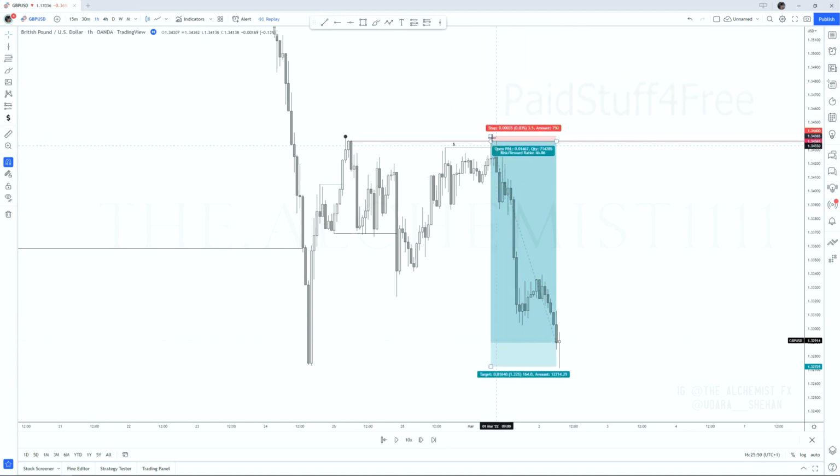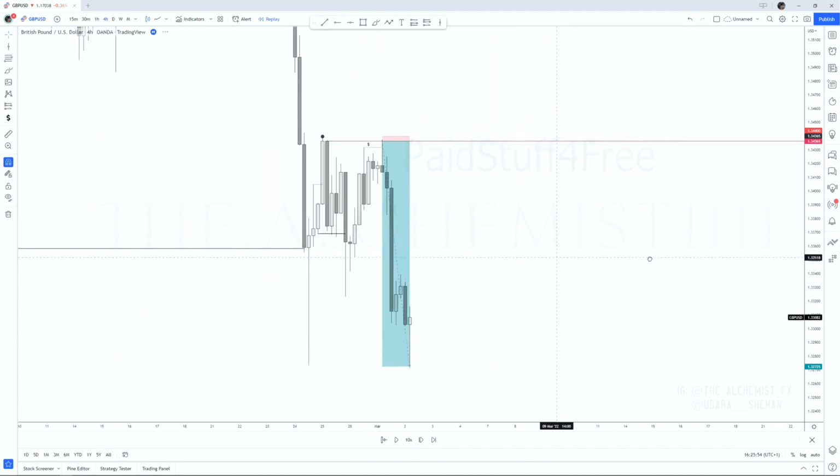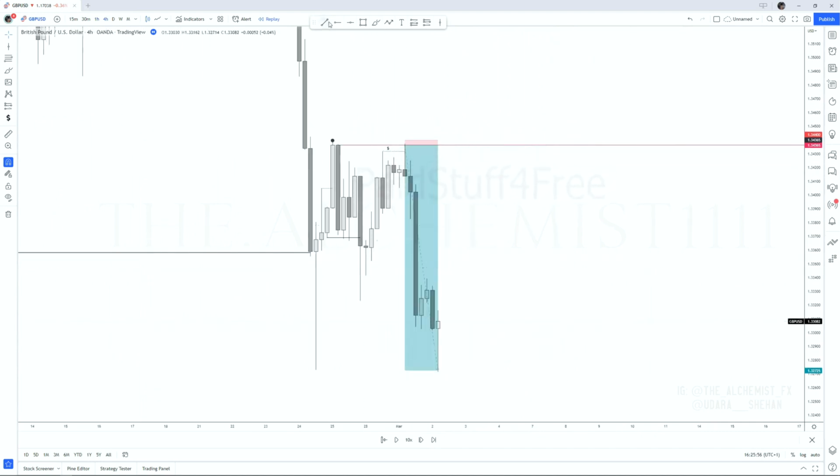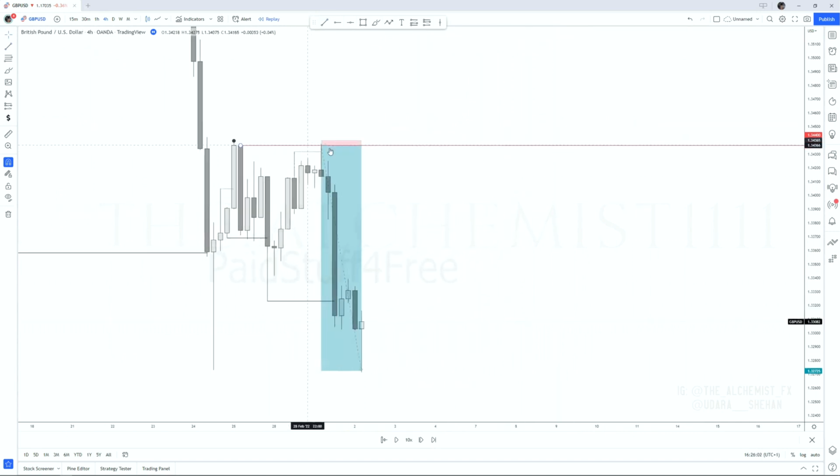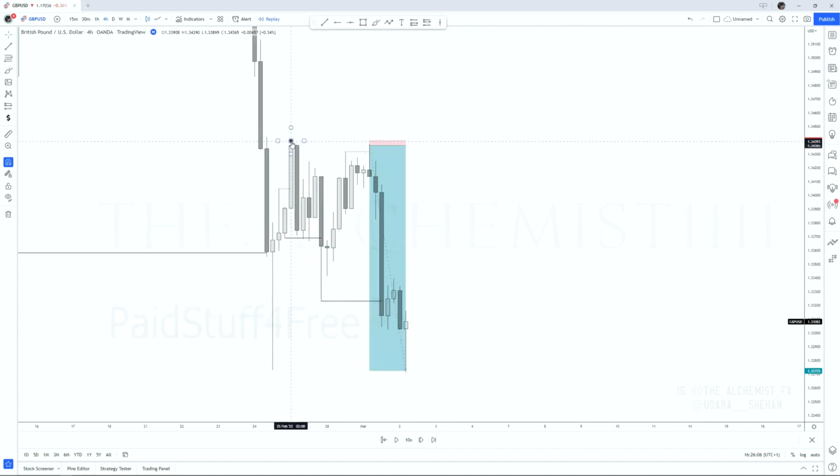So there we go. It taps, and then it starts to drop. Now, what happens after this stop hunt and this breakout structure? Another strong high gets created right here. This will be another strong high because it has cleared out this liquidity and it has broken structure. So this turns into a strong high.